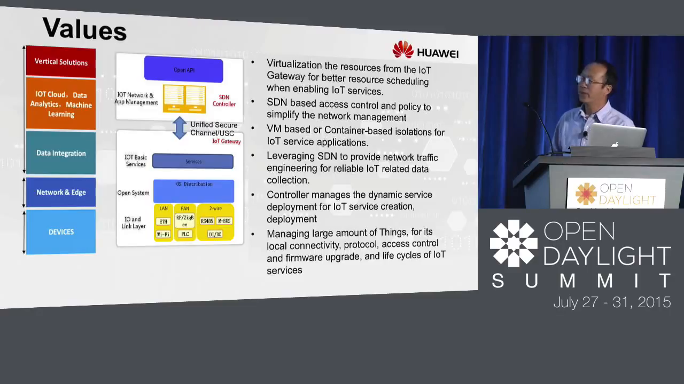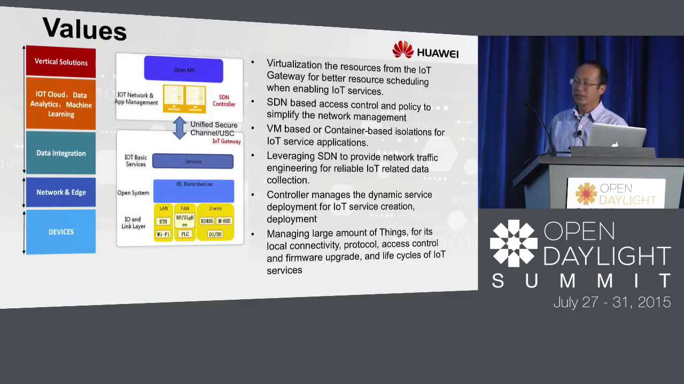So let's look further at what kind of value SDN can contribute back to the IoT architecture. In this case, we also emphasize that the SDN controller communicates using the USC channel, just as Helen mentioned. Actually, I'm a graduate from USC, but I also became a USC alumnus through this USC project. So the key value we list here is to virtualize the resources of the IoT gateway for better resource scheduling when you try to enable more IoT services in the gateway. Virtualization is the first part we think will benefit from the SDN direction.